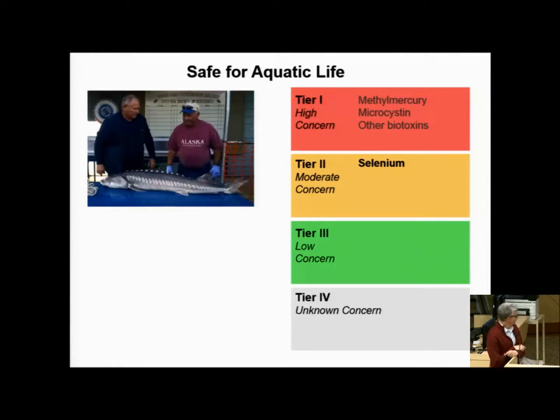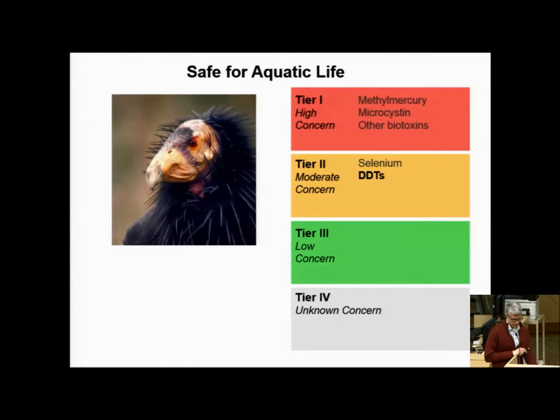In the moderate concern category for aquatic life, selenium is a concern in San Francisco Bay. There was a TMDL just established for selenium in North San Francisco Bay. There's also a TMDL for selenium in Newport Bay. The primary concern in San Francisco Bay are white sturgeon. And again, the early life stages of this species are at risk from the selenium exposure that they're seeing.